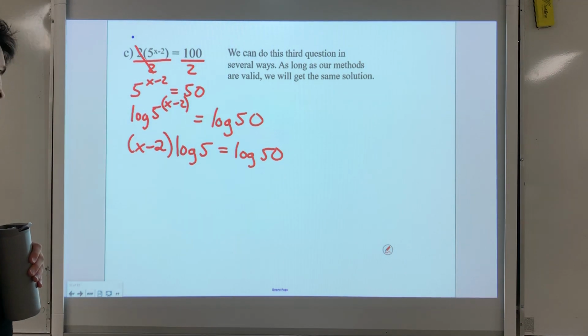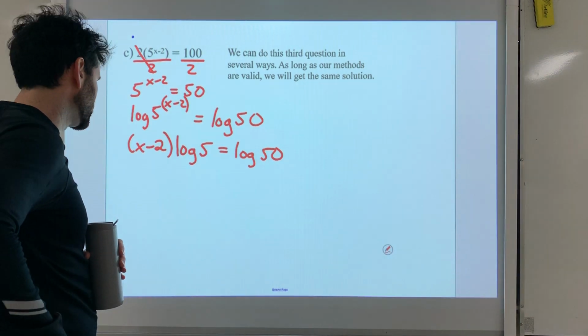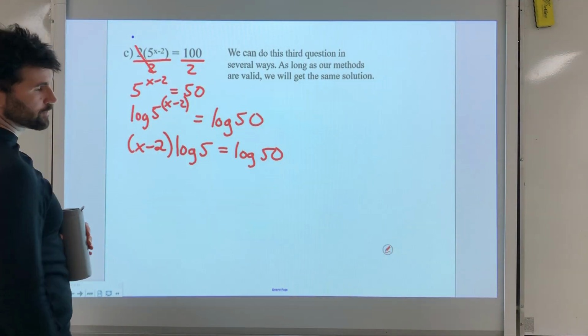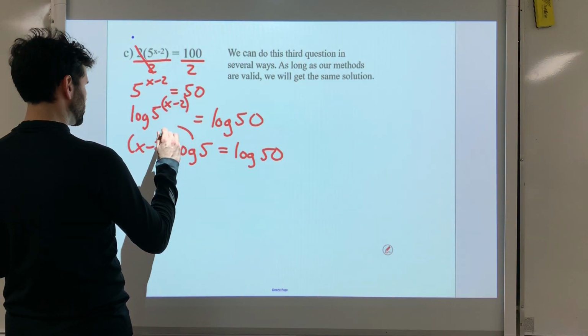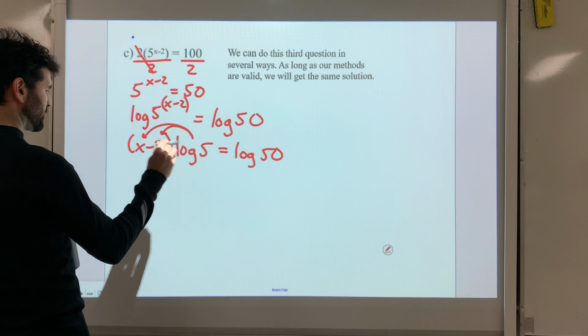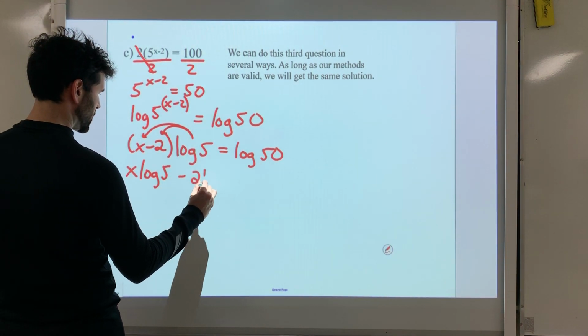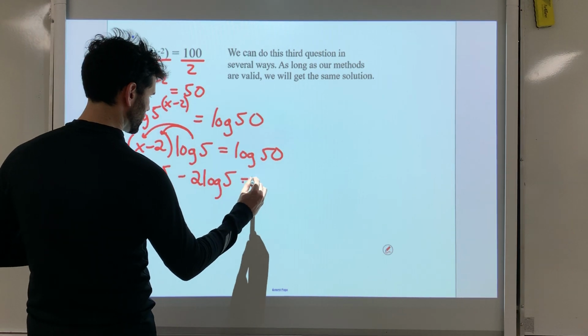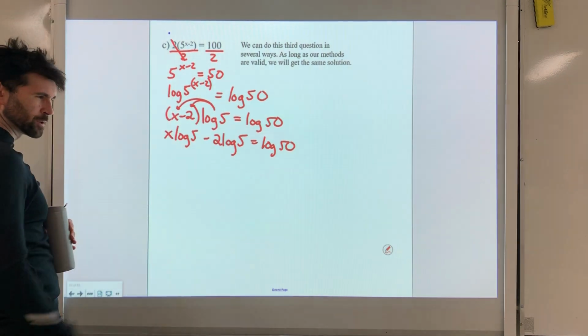Well, unfortunately, there's a couple ways you could do it. What would be the easiest way? I mean, many of you might be tempted to distribute that into the brackets, and you certainly could. But it's also a number, so you could divide both sides by that number. I'll just do it the most regular way. I will just distribute it into the brackets. I'm going to have x times log 5 subtract 2 times log 5 equals log 50.